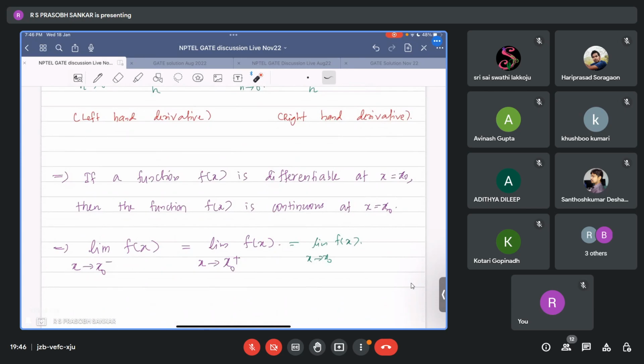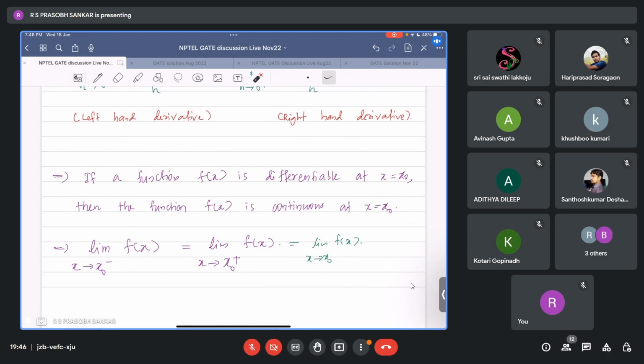Okay, so the next condition is slightly related but often overlooked. Let's suppose that we have a function f of x that is differentiable at x equal to x naught. Then the function f of x is also continuous at that point x equal to x naught.